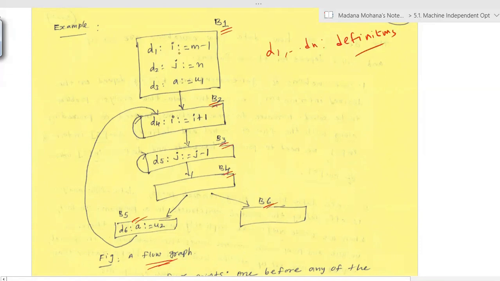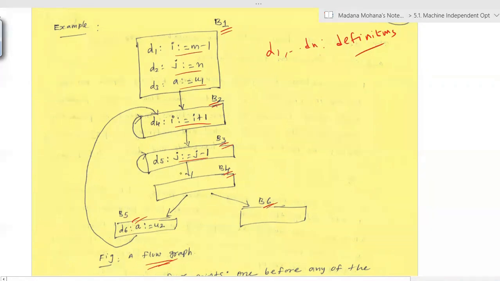The statements are in the form of three address code: i equal to m minus 1, j equal to n, a equal to u1. Then the next block, i equal to i plus 1. Then the next block, j equal to j minus 1. Blocks 4 and 6 don't contain any definitions. Block 5 contains definition 6, a equal to u2. Here you can see all the definitions numbered D1, D2, D3, D4, D5, D6. Here 6 definitions are there.